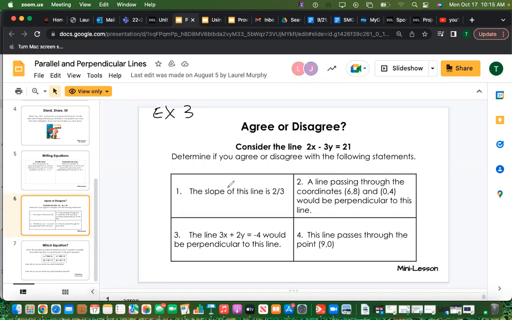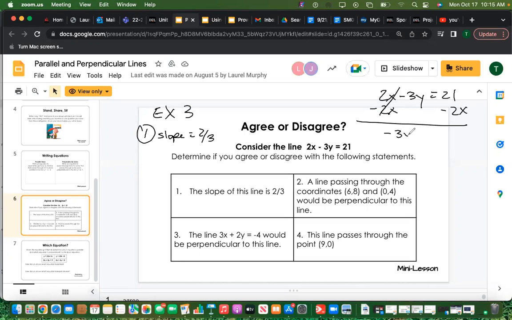Now these questions are, do you agree or disagree? So the first one says the slope of the line is 2/3. So how would we figure that out? We have to put it in slope intercept form. So we're going to take 2x minus 3y equals 21, and we're trying to get y by itself. So we're going to subtract 2x.